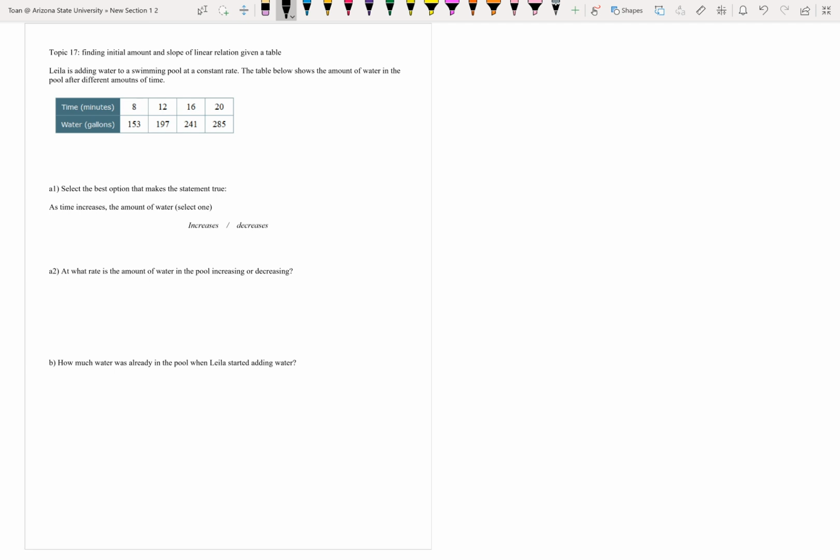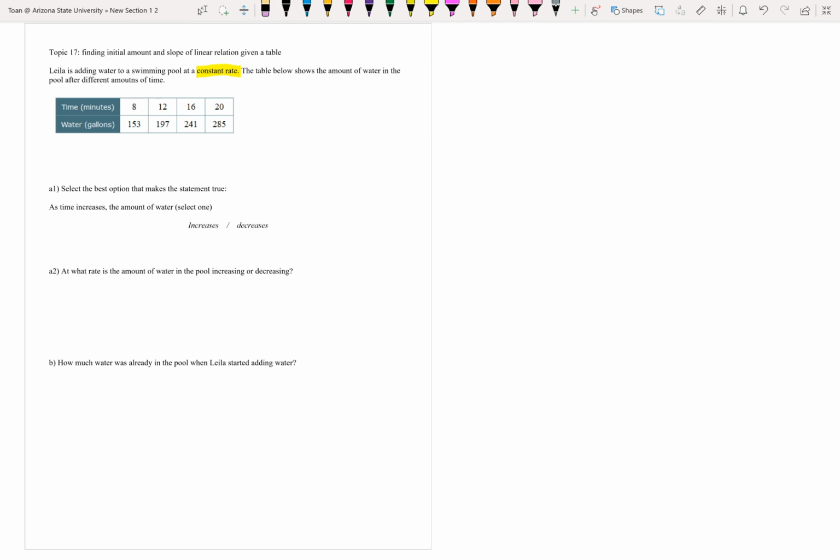It says Lila is adding water to a swimming pool at a constant rate. Now, that's sort of the key phrase there, constant rate. That's what tells us that this is linear. If they didn't tell us that phrase, we wouldn't be able to do this. Continuing on, it says the table below shows the amount of water in the pool after different amounts of time. Pardon my typo, I can't spell.